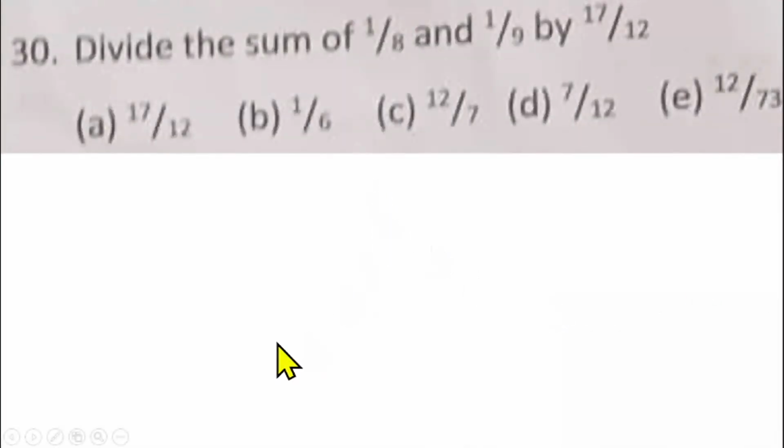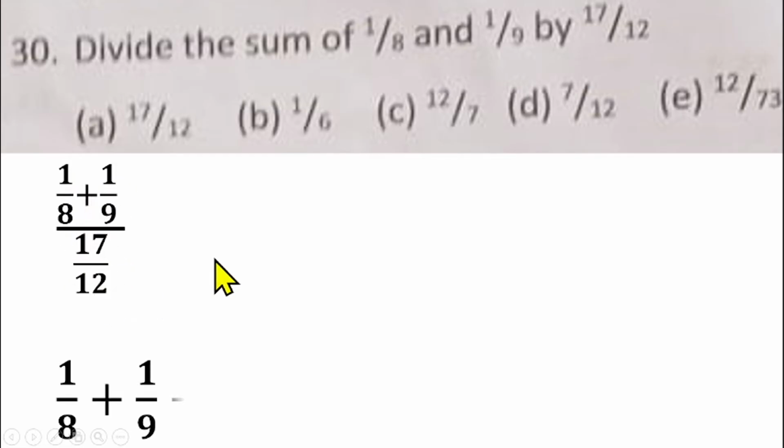Question number 30 is from fractions as well. Divide the sum of this and this by this. So you have to add 1 over 8 plus 1 over 9, then divide it by 17 over 12. If you simplify that, it will be like this: 1 over 8 plus 1 over 9 divided by 17 over 12, which you can rewrite like this. This division can be written as this. So we have 1 over 8 plus 1 over 9 divided by 17 over 12.